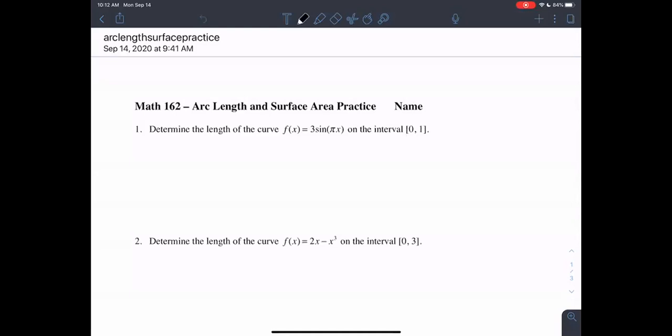All right, so this first section: determine the length of the curve. So we have a sine wave on the interval from 0 to 1. When I say determine the length of the curve, what I mean is measuring along that curve. A sine curve has period 2, so this curve looks something like that on the interval from 0 to 1. How far would you travel if you walked along the curve? So that actual length.